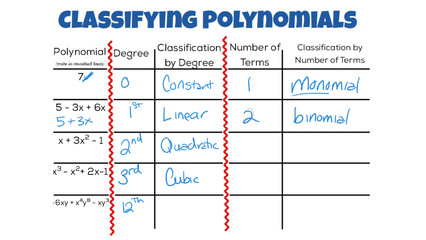All right, next one has three terms. That's a trinomial. And then the next one has four terms, and we don't really have a name beyond trinomial that we use. We use mono, bi, tri, and then we just go to poly. Poly means many, and it's sort of a generic term.